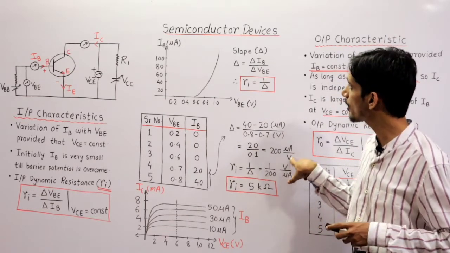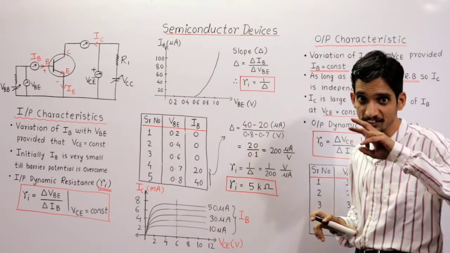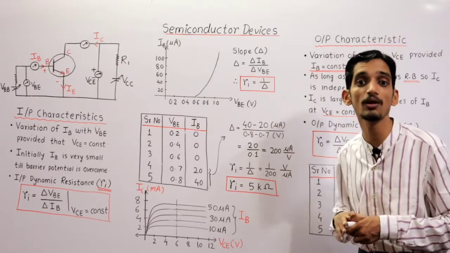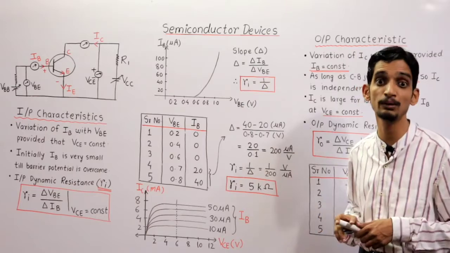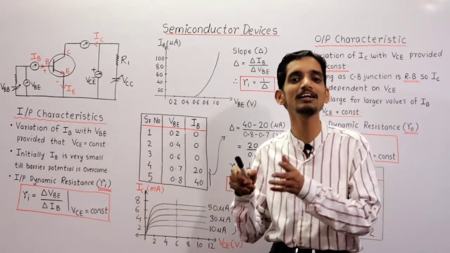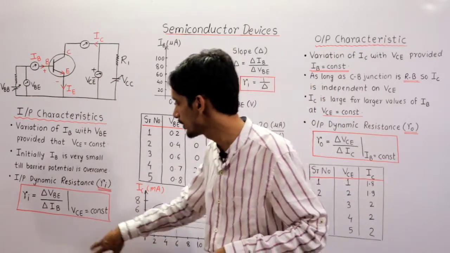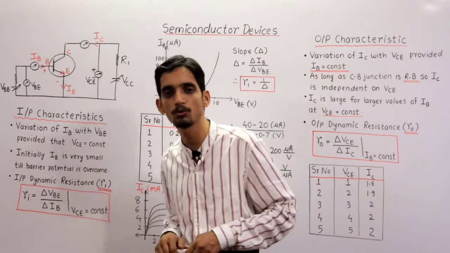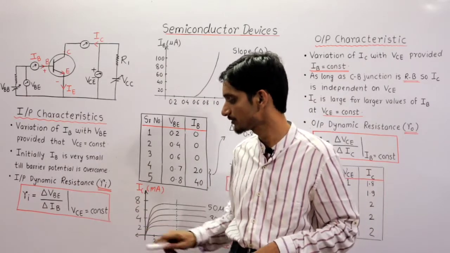Now slope is delta IB upon delta VBE. If I take the reciprocal of that, what am I getting? Delta VBE by delta IB. This is called resistance, the input resistance or input dynamic resistance. So the input dynamic resistance of common emitter configuration is equal to the ratio of change in base to emitter voltage to change in base current at constant VCE.